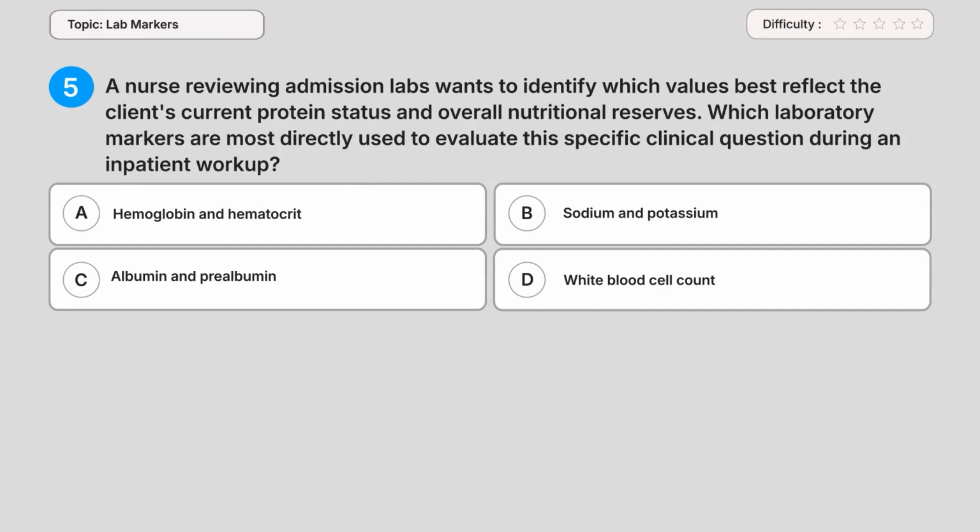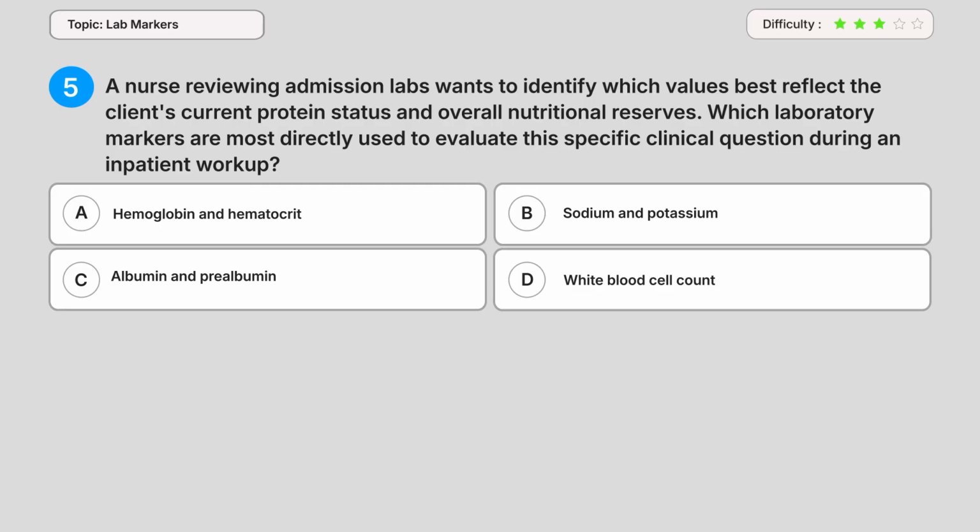5. A nurse reviewing admission labs wants to identify which values best reflect the client's current protein status and overall nutritional reserves. Which laboratory markers are most directly used to evaluate this specific clinical question during an inpatient workup?